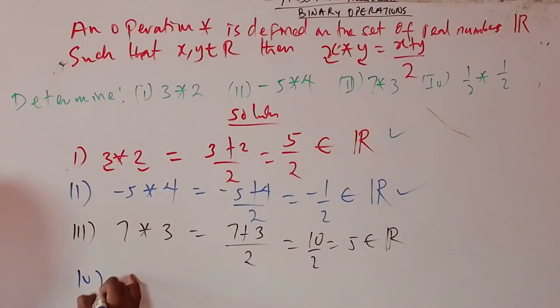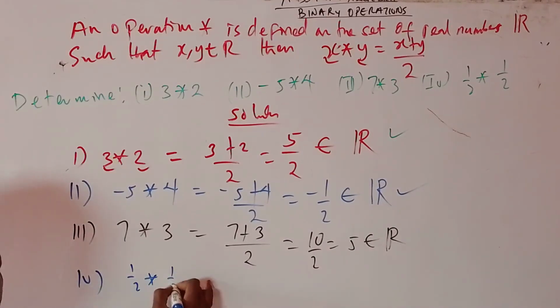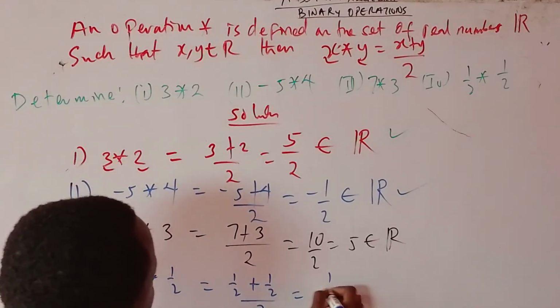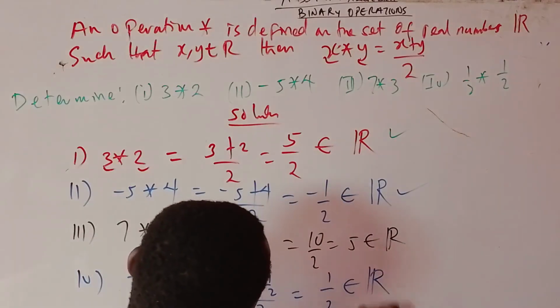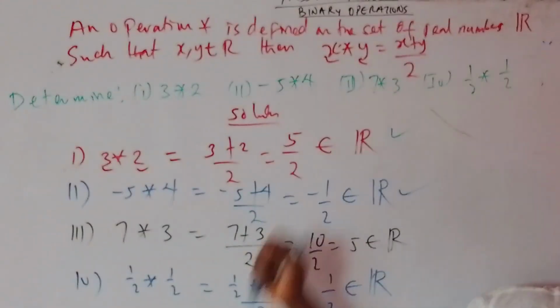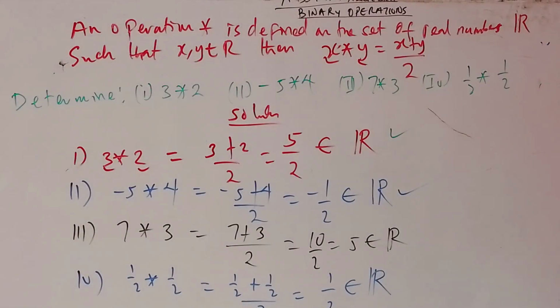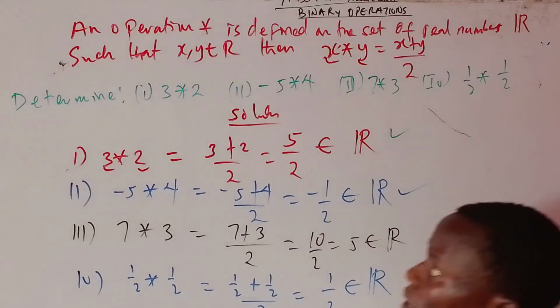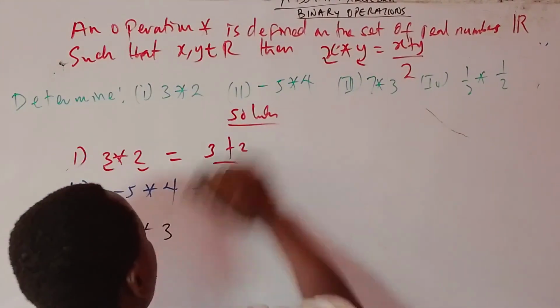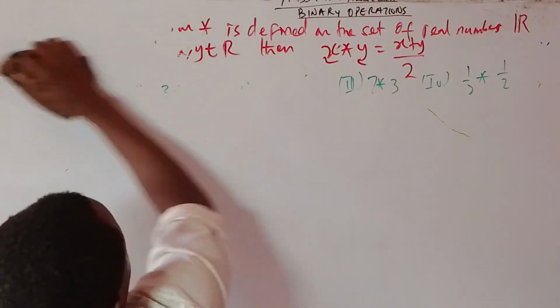And the last one is 1 over 2 asterisk 1 over 2. This will be 1 over 2 plus 1 over 2, over 2, which is 1 over 2. So this is also closed. Therefore, the set of real numbers is closed under the operation asterisk. Alright, now let's look into another example.